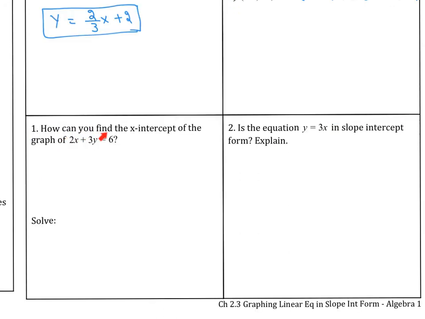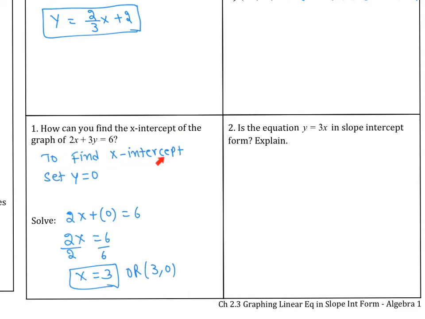Number 1: how can you find the x-intercept of the graph of 2x plus 3y equals 6? To find the x-intercept, you set y equals 0, because for the x-intercept, y is always 0. So you put y equals 0 here. This becomes 2x equals 6. Then you divide both sides by 2, and 6 divided by 2 is 3. Or you can write it as (3, 0).